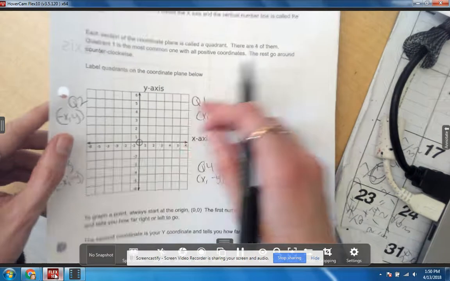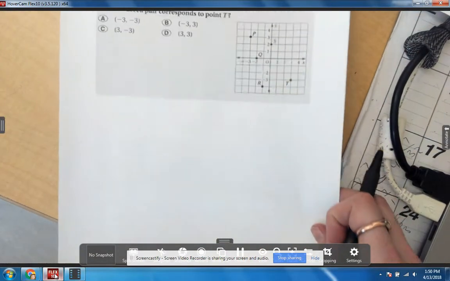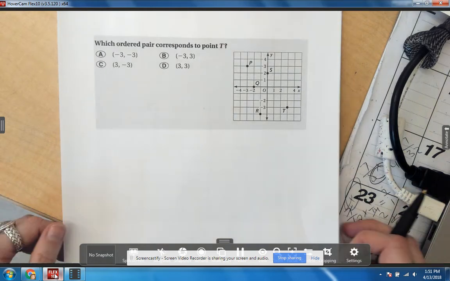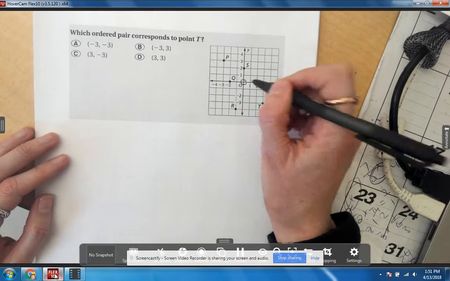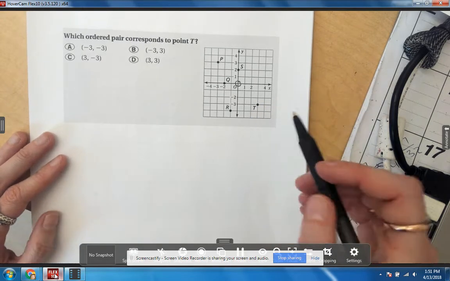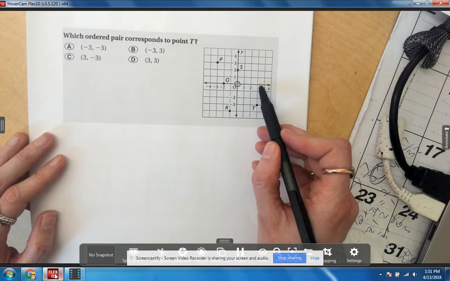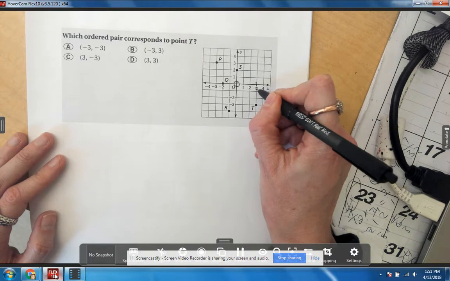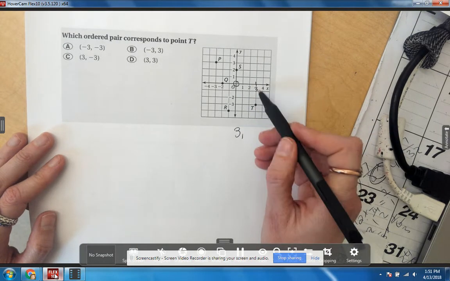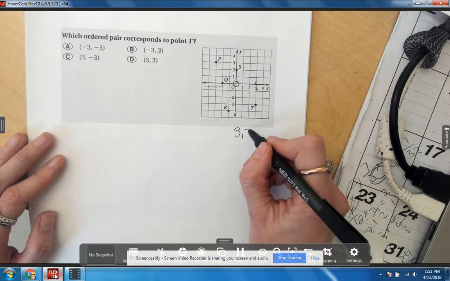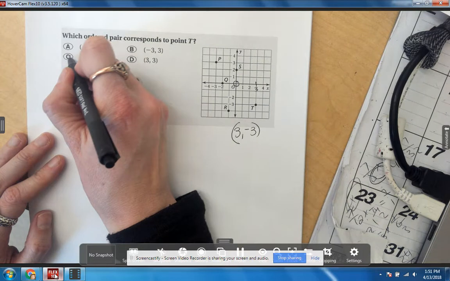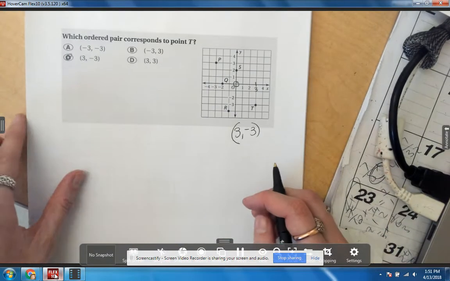Okay, so we're going to try some examples. For this first one, it says, which ordered pair corresponds to point T? So we want to start at the origin, and we want to get to point T, which is over here. Now remember, you always go right or left first. So we're going to go over to the right 3. So that's going to be a positive 3. And then we have to go down 3 as well. Since we're going down, that's a negative 3. So that's going to be this answer here. So answer C, 3, negative 3.